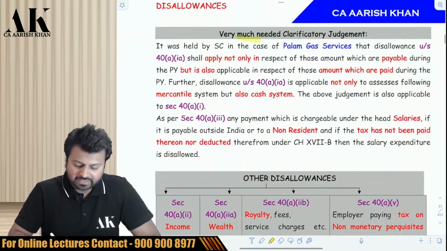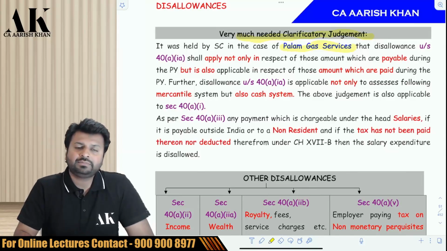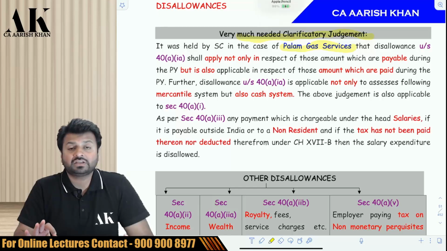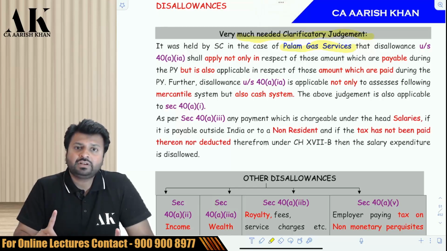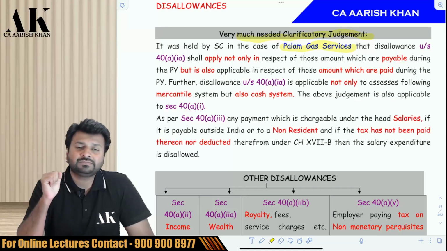Now, there is one clarification which was very much needed, which was given by the landmark judgment of the Supreme Court in the case of Palam Gas Service in 2017. What is this clarification all about, sir? Now, listen carefully to what this clarification was all about. There were 2 issues raised by the assessee.